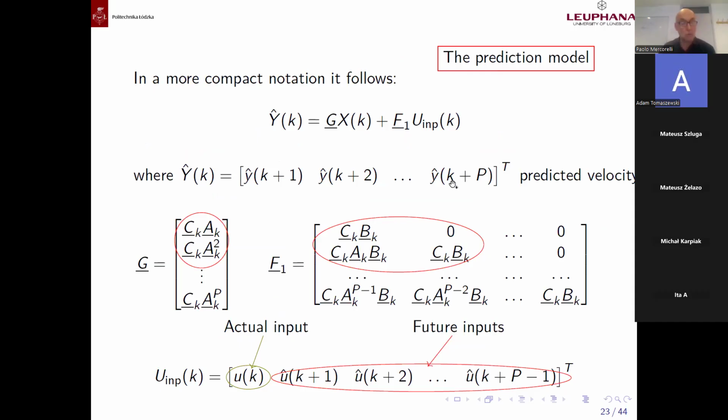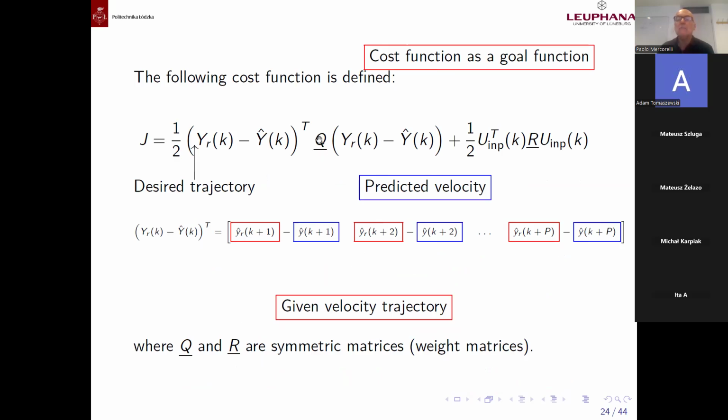Is known because the model is known. Of course, if the model is not precise, we have an error in the prediction. Therefore, we have to update the model in case the model changes. Multiply, let me consider this Q equal 1, multiply the column of the error. Basically, we have here the sum of the error square over the prediction horizon.